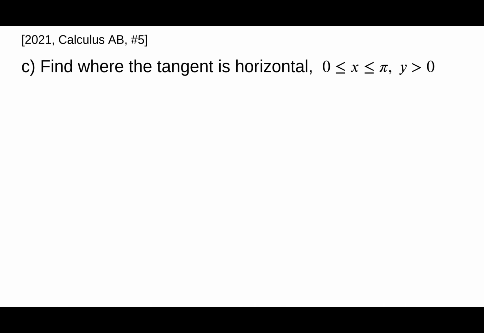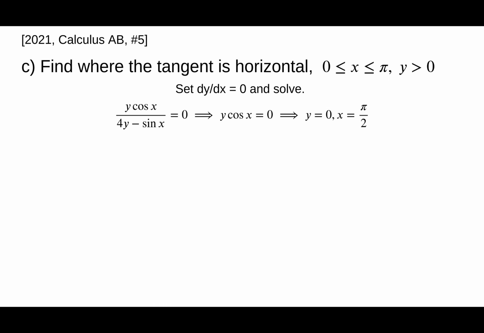Part C, we are asked to find where the tangent line is horizontal given the restrictions that x is greater than or equal to 0, less than or equal to pi, and that y is strictly positive. So the strategy here would be to set dy dx equal to 0 and just solve the equation to get either an x coordinate or a y coordinate where this was true, and then reverse engineer the one we didn't find.